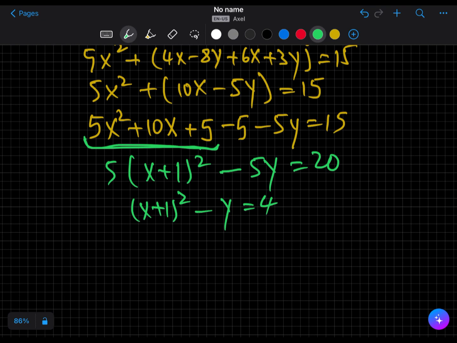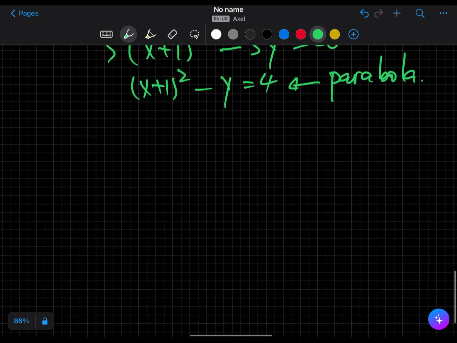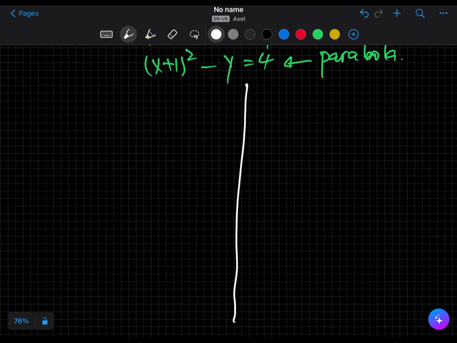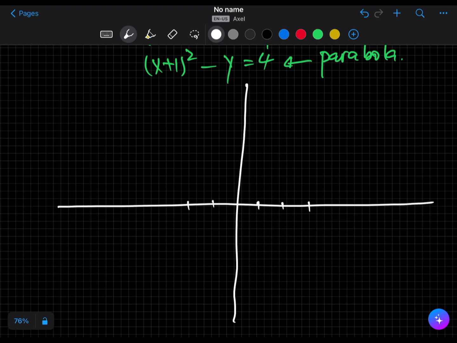So which type of curve is this? This is a parabola, right? And we can sketch this parabola. Okay, so I have 1, 2, 3, 4 on each axis.